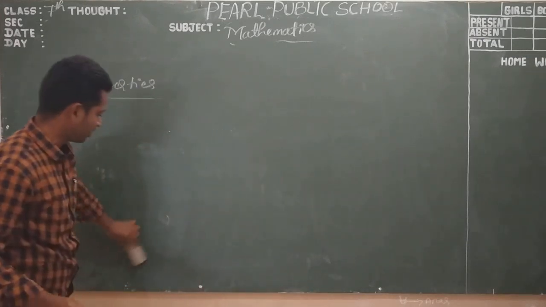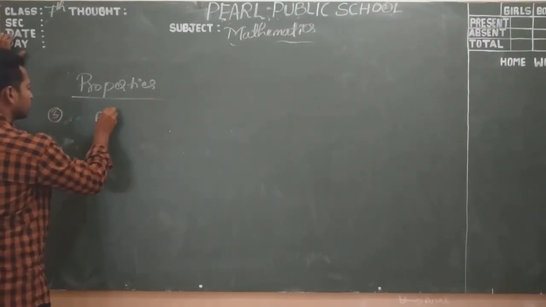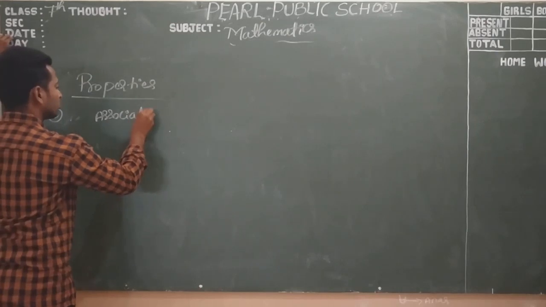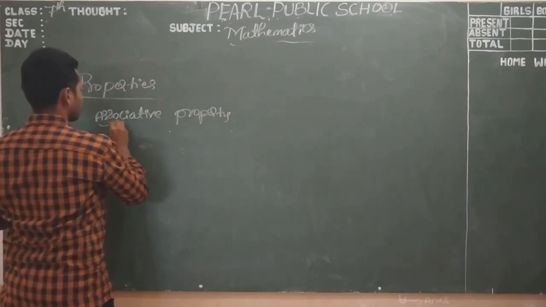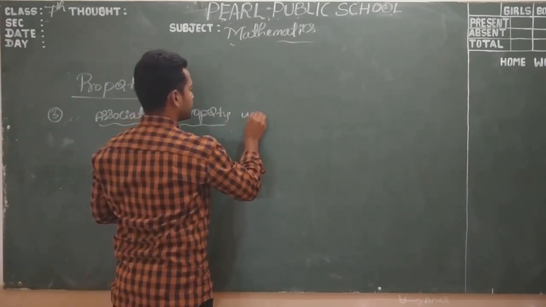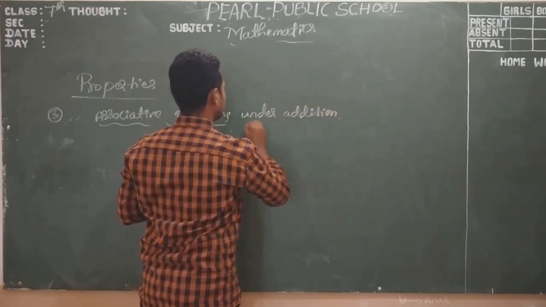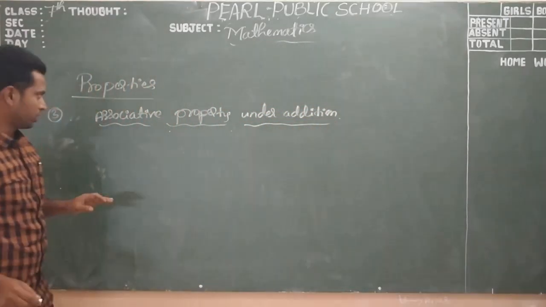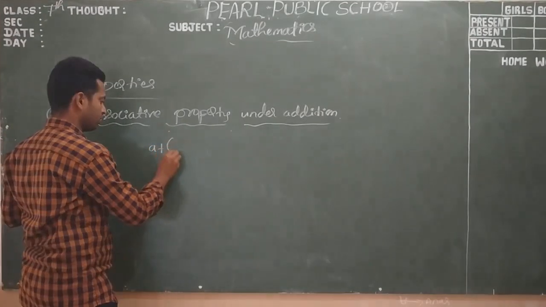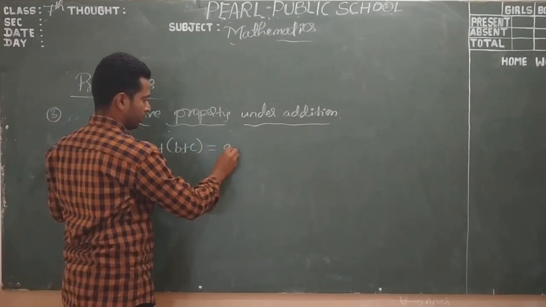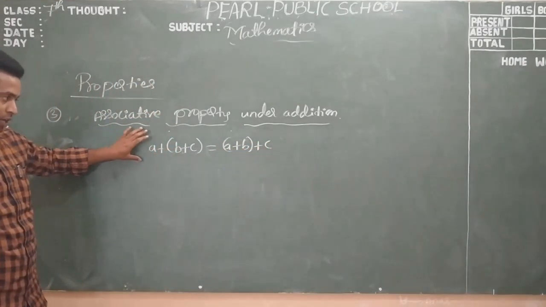Associative property under addition. The associative property states that a plus (b plus c) equals (a plus b) plus c. This is the associative property.